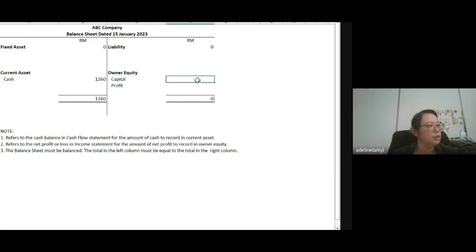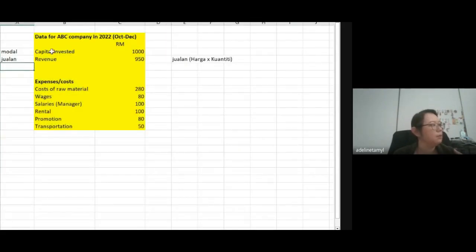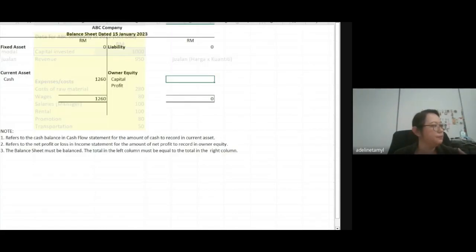What is owner equity? Owner equity included two things. One is the capital, ataupun modal syarikat yang Anda masukkan ke dalam syarikat ini, and then also the profit. So how much capital? Refer back to your data. Let me click the data. Capital invest 1,000 ringgit. Okay, 1,000.